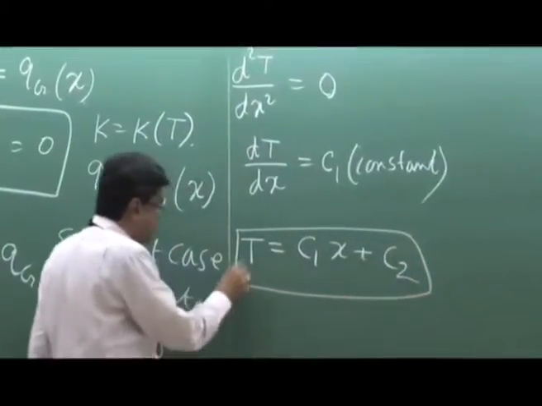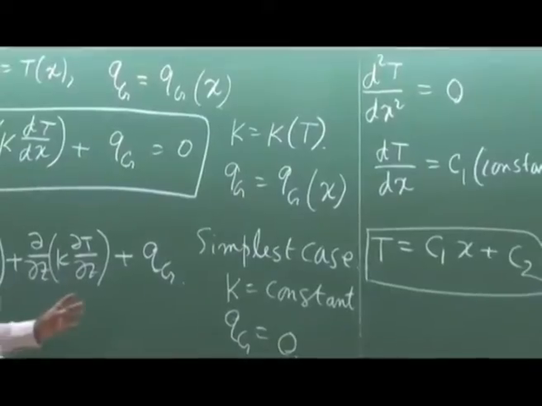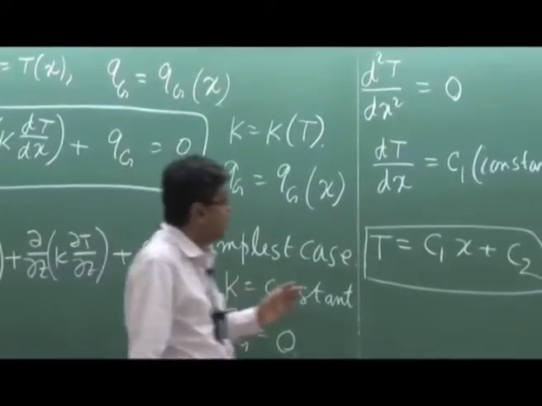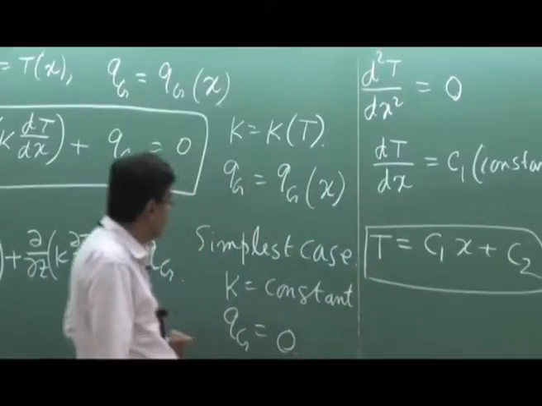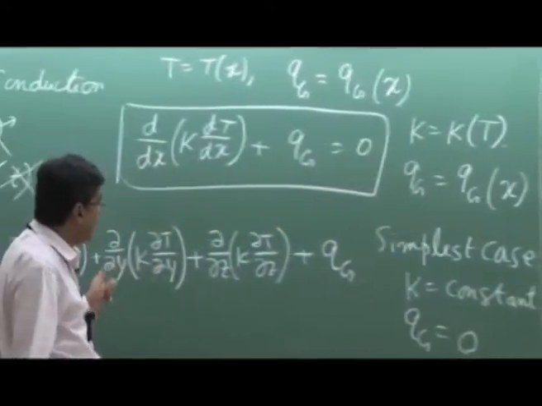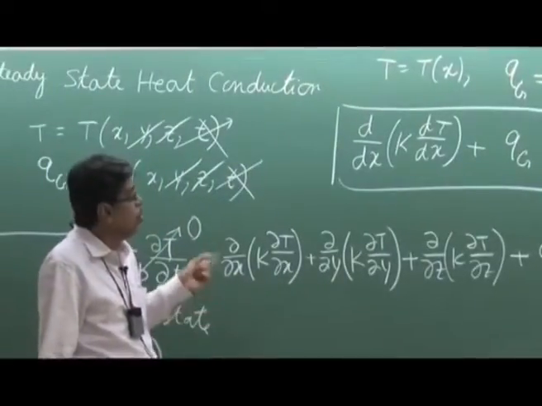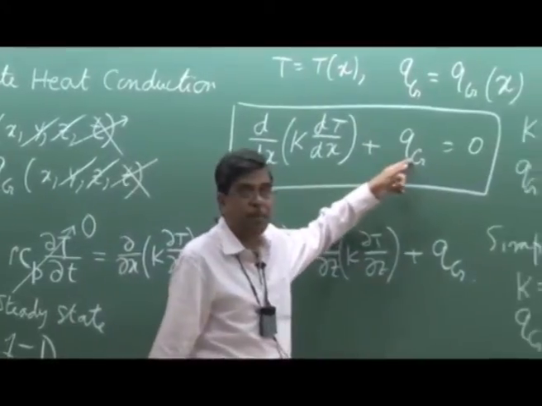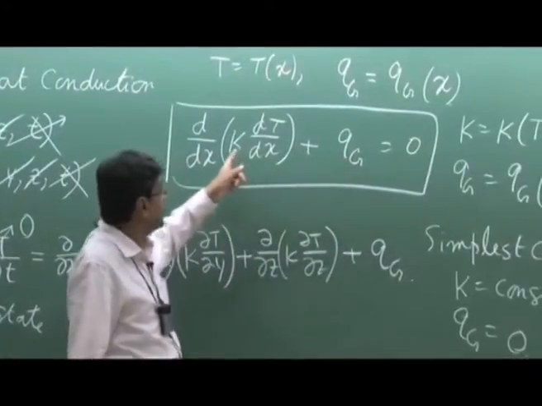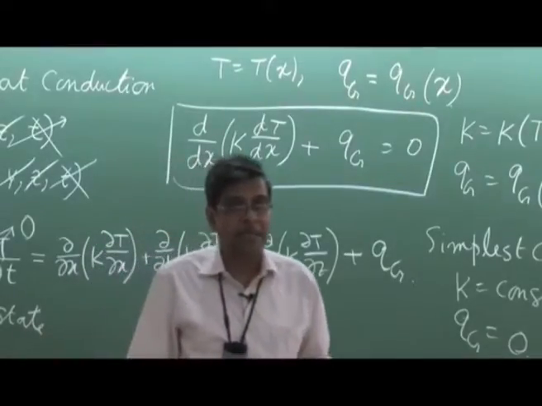Now, again I tell you that if you are asked under which condition we get a linear temperature profile in heat conduction, this is the case of steady state one-dimensional heat conduction without generation of thermal energy with constant thermal conductivity. We get a linear temperature distribution.